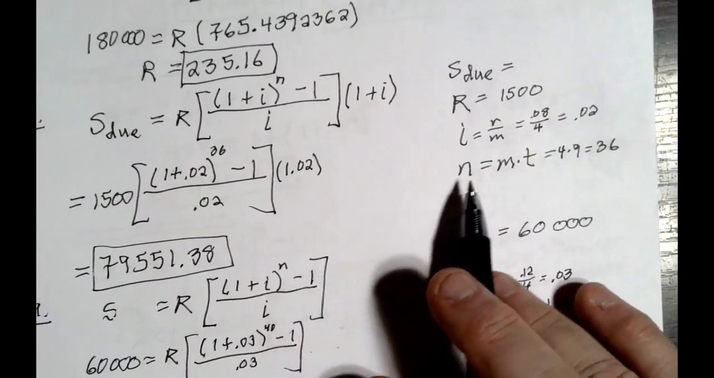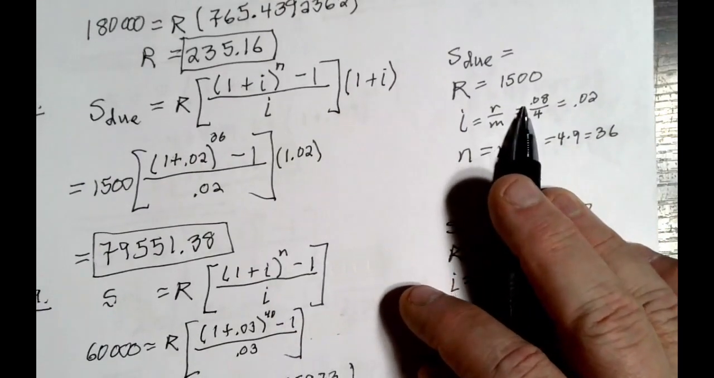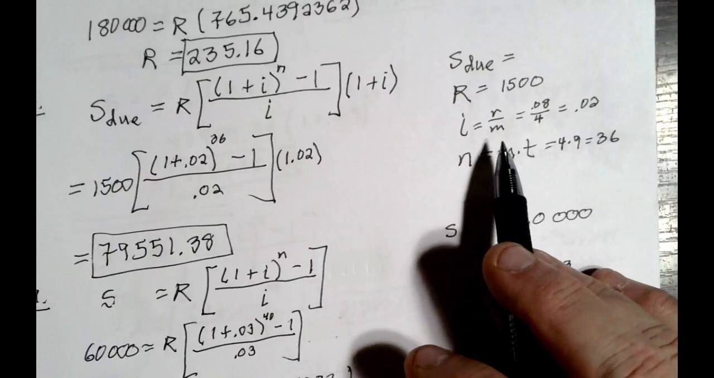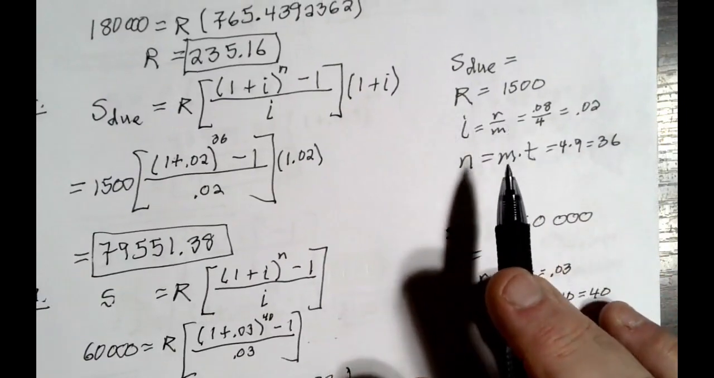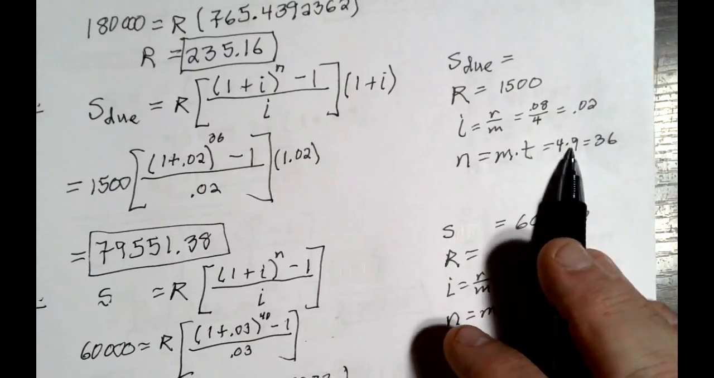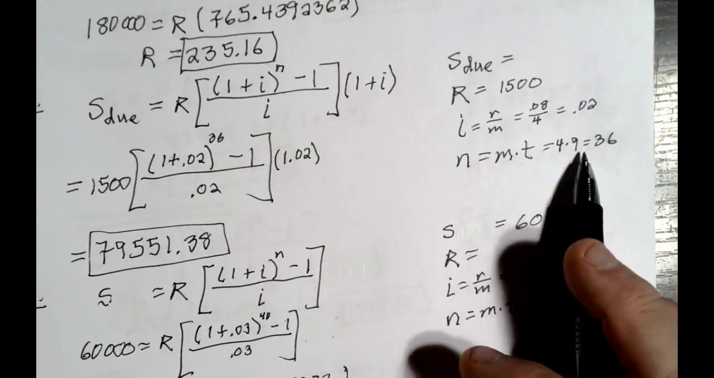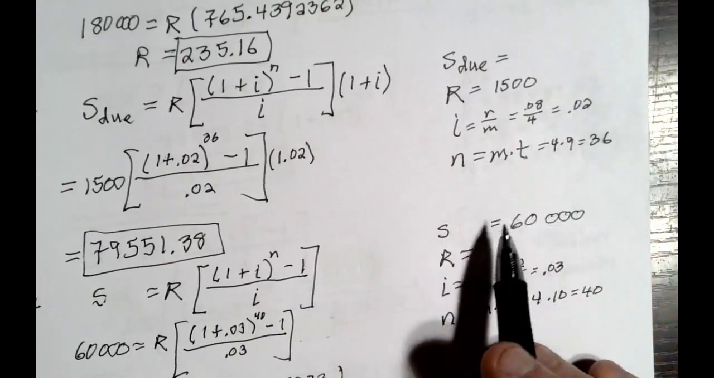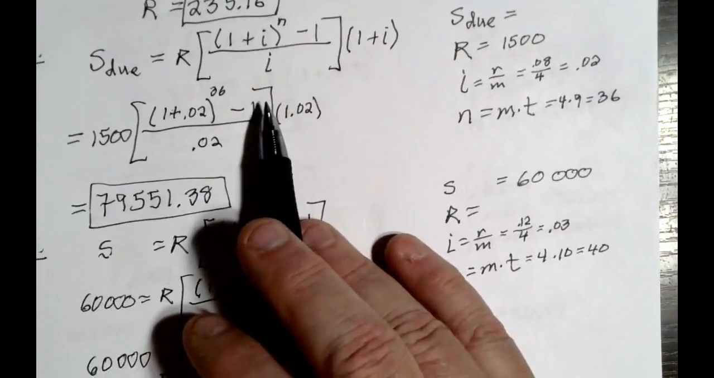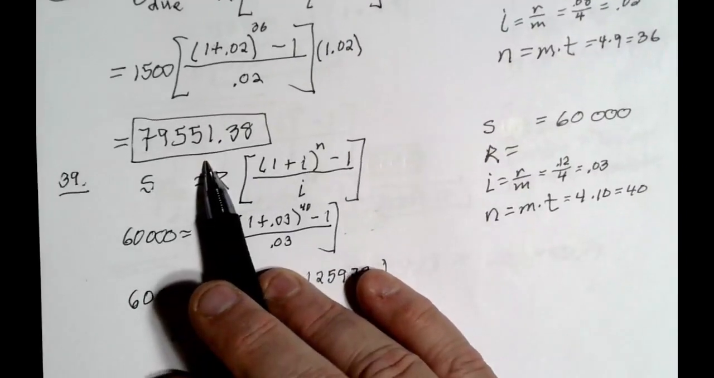37. Jane deposits $1,500 into an account at the beginning of each 3 months. So you know it's annuity due when they use the words beginning of each month, 3 months. It's 9 years, compounded quarterly, so 4 times 9. It's 8% quarterly, so 0.08 over 4. Okay, so you plug in everything you know and you crunch it down and you get 79,551.